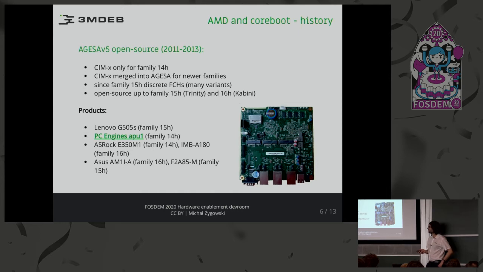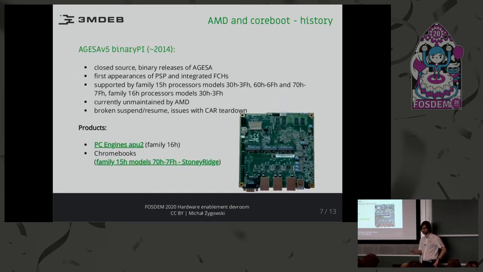This open source fashion was maintained until 2014, where AMD introduced closed source AGESA blobs. Yes, and the community was not happy about that, but there is, I think, a rationale behind that, because with the introduction of the binary PI, which is a name for the closed source AGESA binaries, AMD introduced integrated FCH, so the first SoCs appeared, and of course the first appearances of PSP also occurred. So they had to close certain things just to not reveal intellectual property, etc. Yes, and binary PI is supported since family 15.